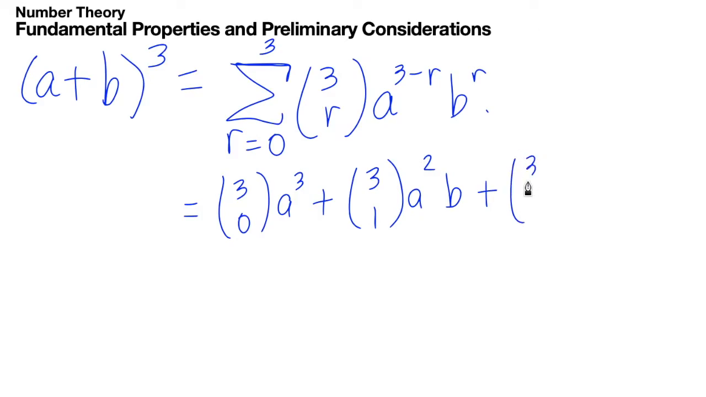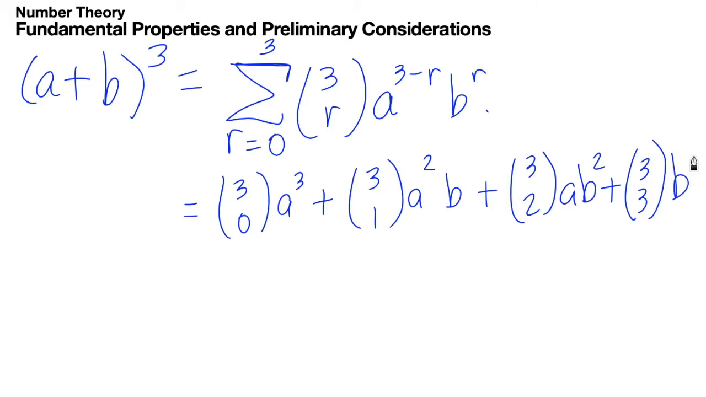Then let's move to 3 choose 2. That's our r is equal to 2. A raised to 3 minus 2 is just a. B raised to 2, that's squared. Plus 3 choose 3. So what we can say is a is raised to 3 minus 3, that's 0. So that's only going to be giving us the b left, which is being cubed.